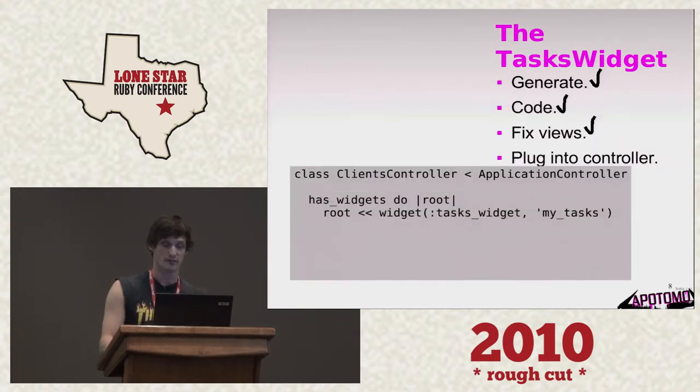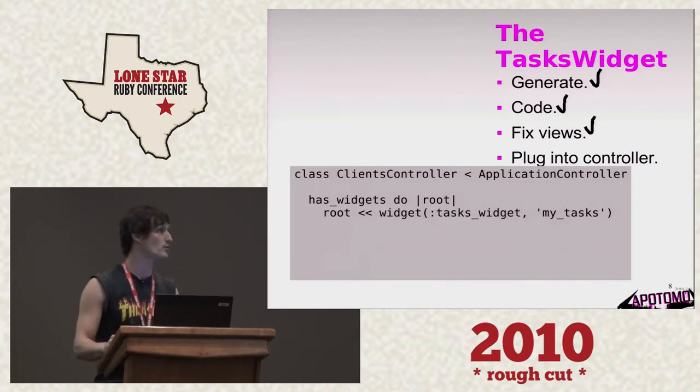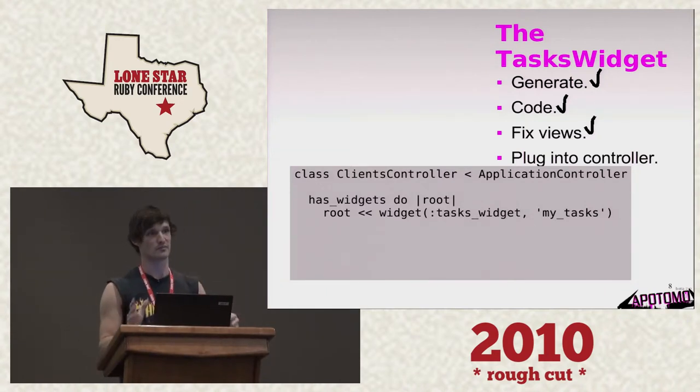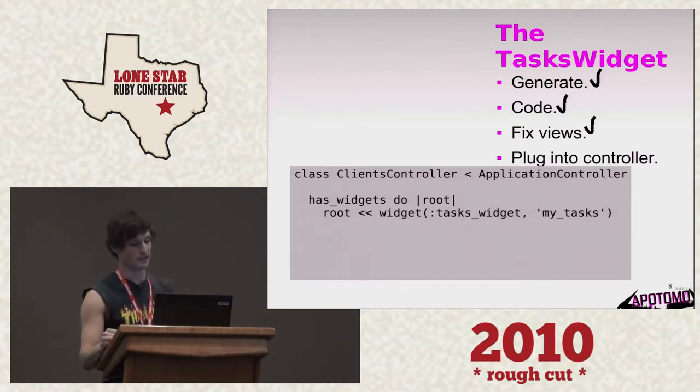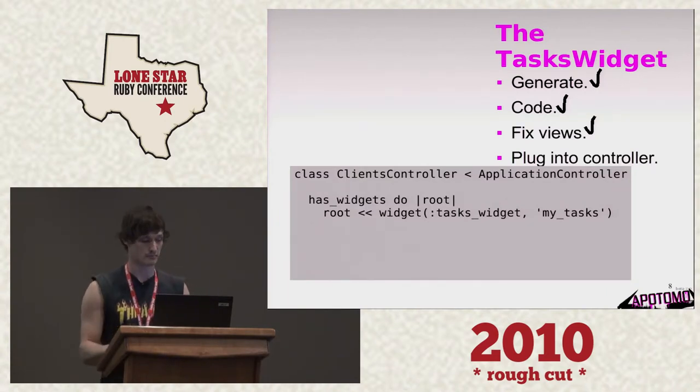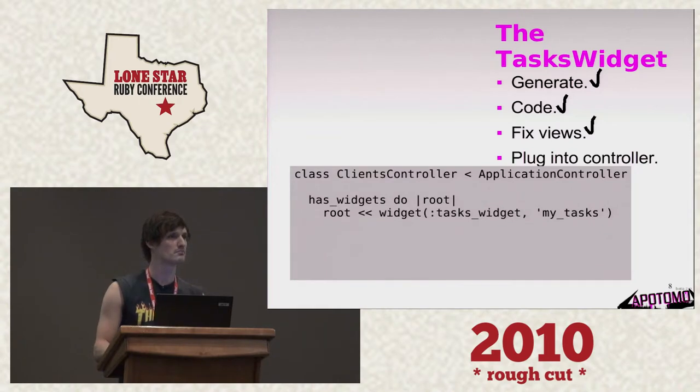And to get that widget into my controller, I use the controller class method hasWidgets. So this is something new to Rails. All the stuff you saw was like controllers. hasWidget simply yields a root widget, and I attach my tasks widget, which I created, to that root widget. And I also pass an ID. That's the only requirement a Portamore has. So I call that widget my tasks. Any questions here? No.